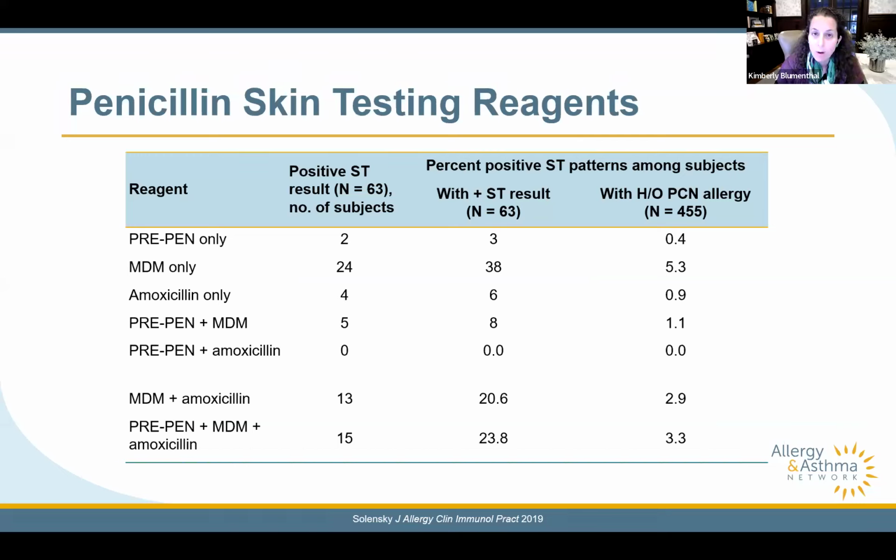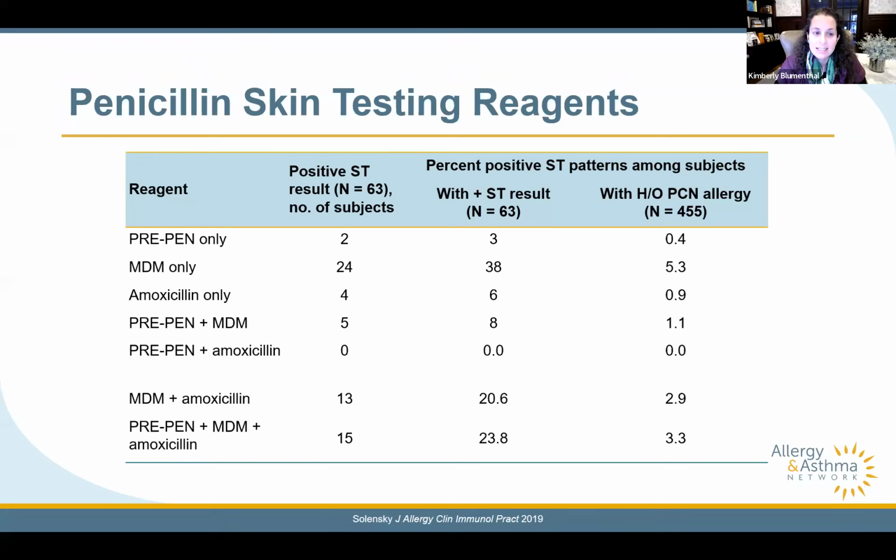Now, this is a study that was published in 2019, and it was part of potentially getting us in America the full penicillin allergy skin testing kit. It was done in a multi-site in the US, and there were 63 positive subjects across these different sites. And one of the things that's most useful to see, so the first column is positive skin test result, the number of subjects. Then the middle column is the percent of those with a positive skin test with this result. And then the third column is with a history of penicillin allergy out of the whole group.